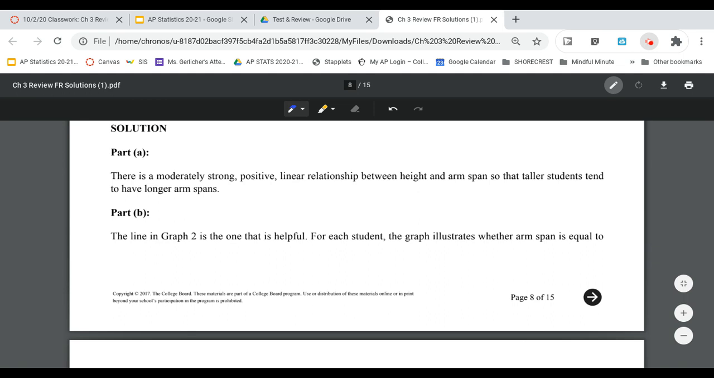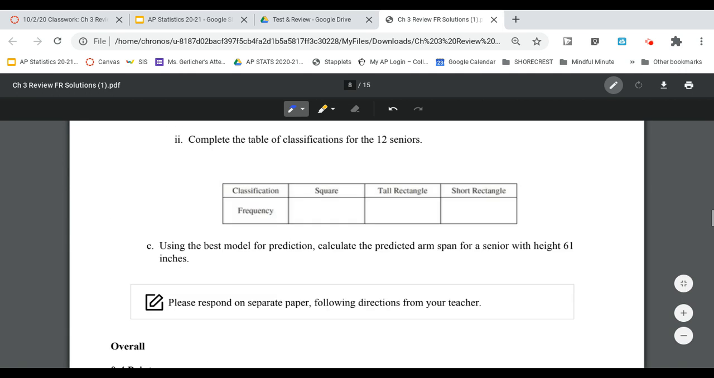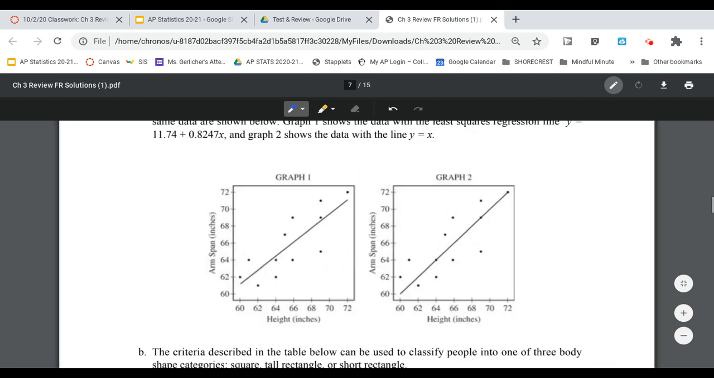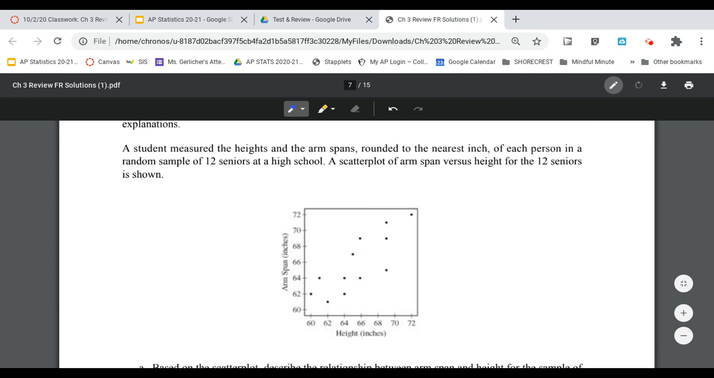Okay, so on to question 2. I am now on page 8 of the PDF, and I'm going to show their official solutions first, but then we'll talk about how to score it. So part A, here are our graphs. They wanted you to describe the correlation.